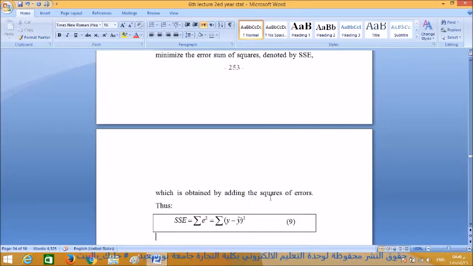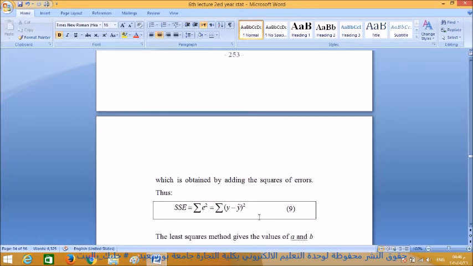So SSE means the sum of squares of error. The sum of squares of error, sigma y minus y hat squared, must be minimized, okay, the smallest value of squared errors. This minimizes the difference between y and y hat.